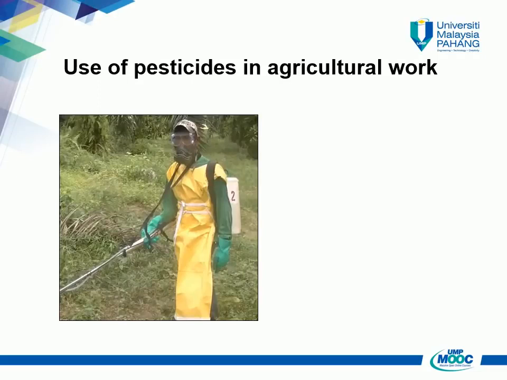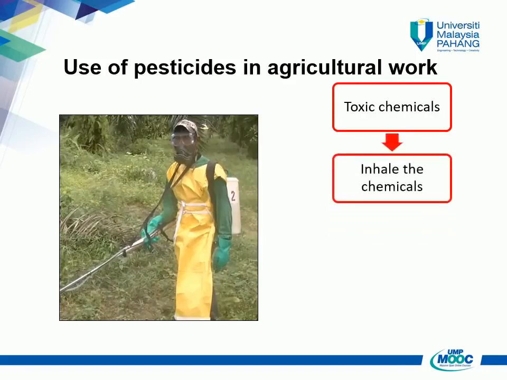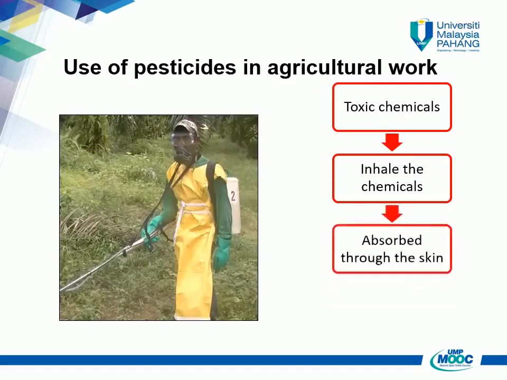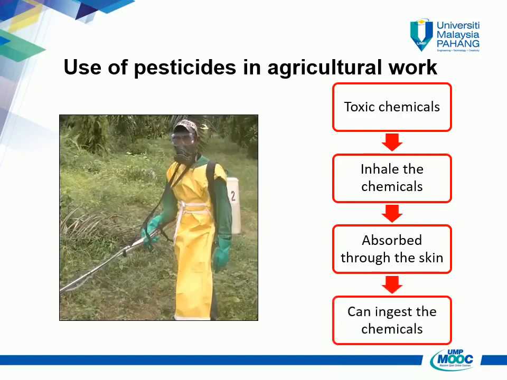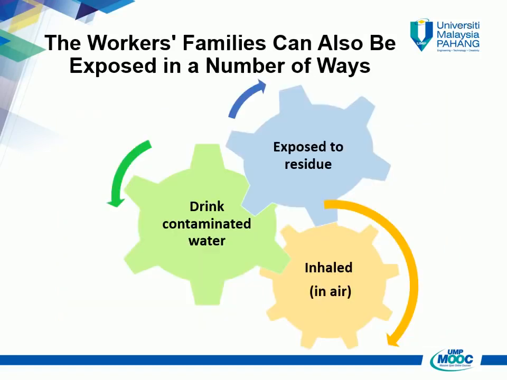Let us have a look on this example. Use of pesticides in agricultural work. Workers can be exposed to toxic chemicals in a number of ways when spraying pesticides. They can inhale the chemicals during and after spraying. Chemicals can be absorbed through the skin, and the workers can ingest the chemicals if they eat, drink, or smoke without first washing their hands, or if drinking water has become contaminated with the chemicals.